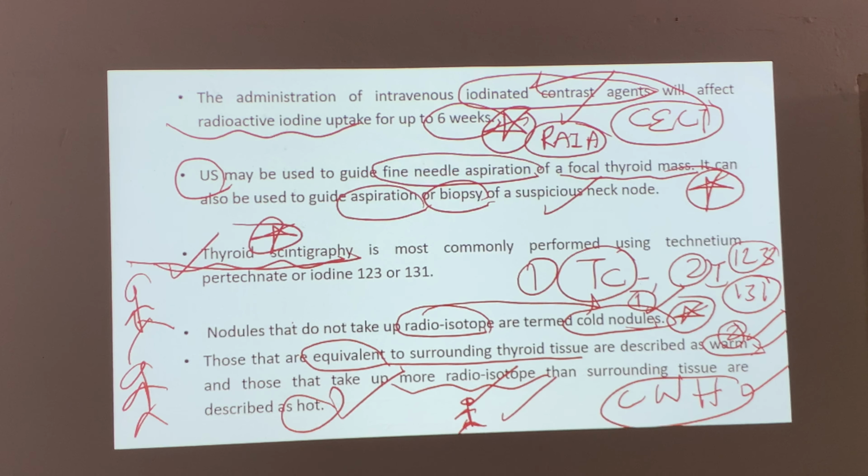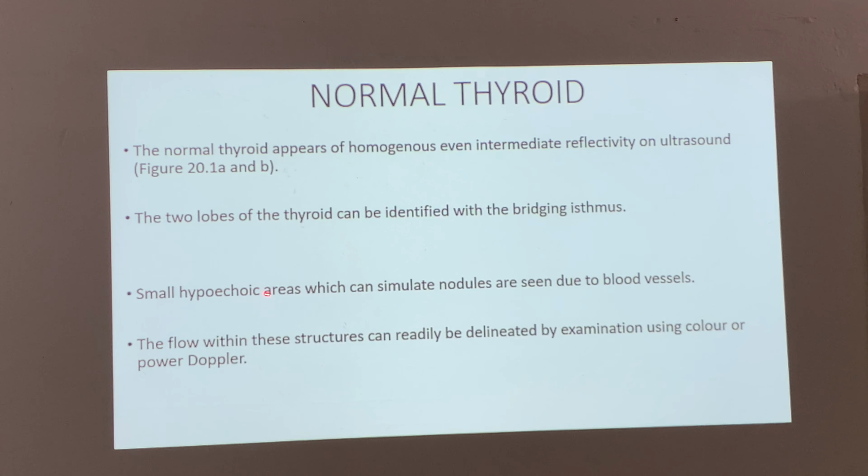Normal thyroid. Normal thyroid appears homogeneous with even intermediate reflectivity on ultrasound. The 2 lobes of the thyroid can be identified with the bridging isthmus. Small hypoechoic areas which can simulate nodules are seen due to blood vessels. The flow within these structures can readily be delineated by examination using color or power Doppler. So when we are coming to the ultrasound concepts of a normal thyroid, we are starting with the normal thyroid. As we know the anatomy, having 2 lobes joined by an isthmus is the major way we understand the thyroid. So how does it appear?